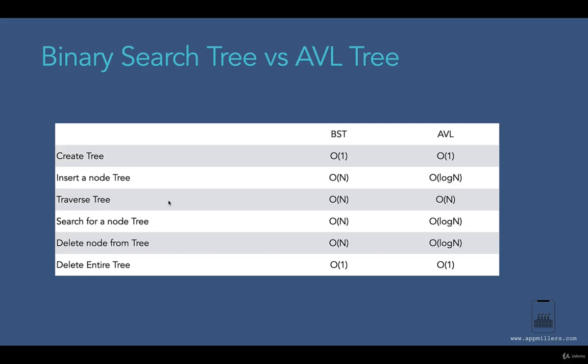Now the next case is traversing the tree. In both cases, we have to visit all elements of the binary search tree or AVL tree. So for both cases, it takes O(n) time complexity.